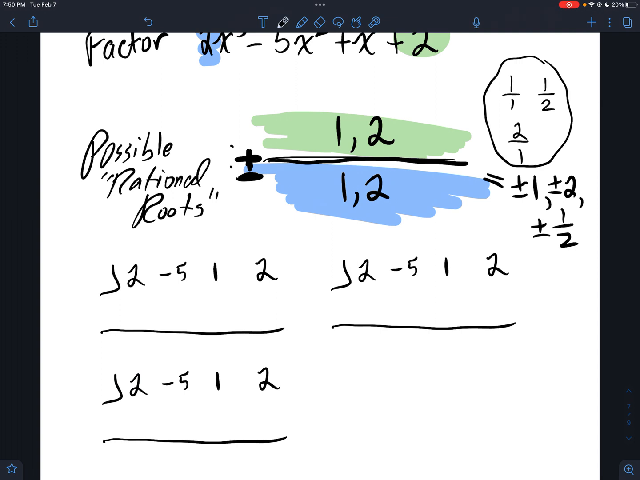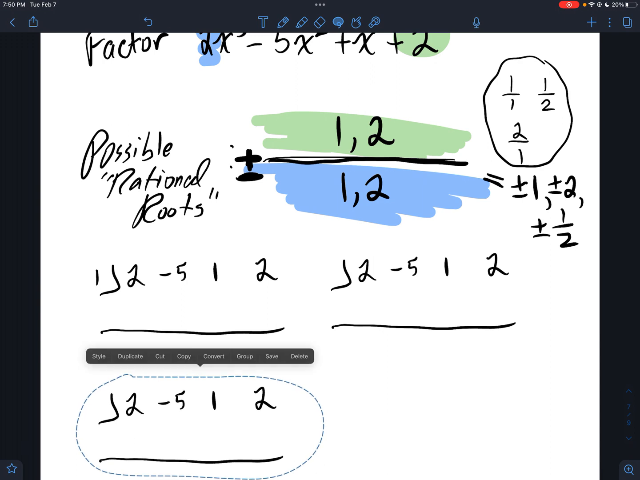I'm going to duplicate this. Hopefully we can get it in 3 tries, but let's see. So I want to take these numbers over here. I'm just going to pull one of them. How about let's try 1.